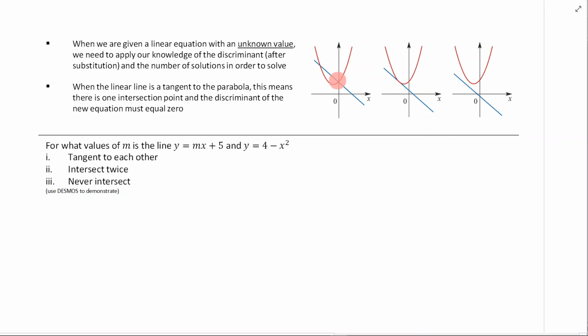Welcome. So in this part of the lesson, what we're going to be doing is combining what we know about intersecting lines and parabolas with our knowledge of the discriminant and bringing them together. Let's begin by reading this bit of an introduction here.